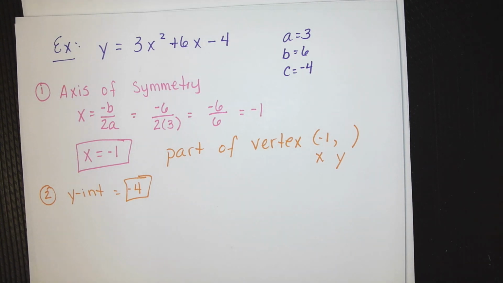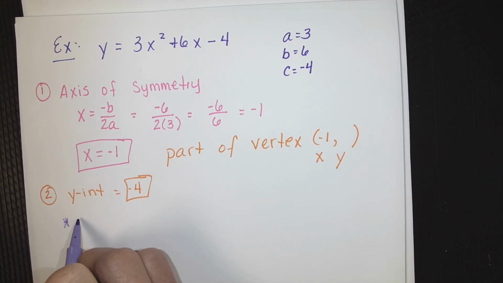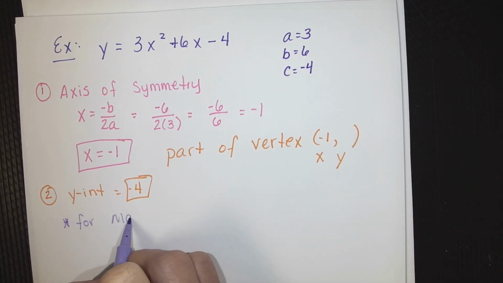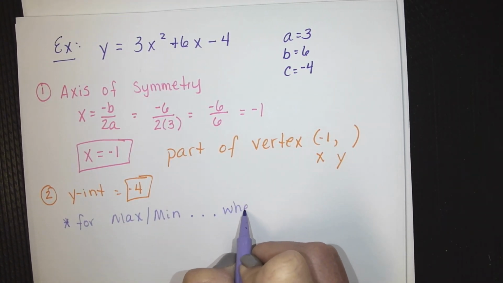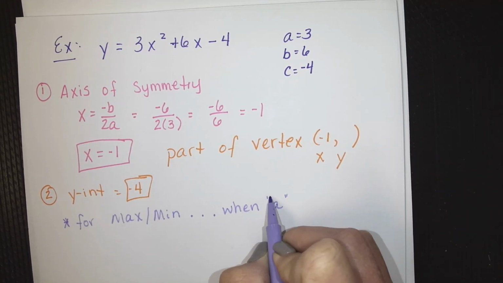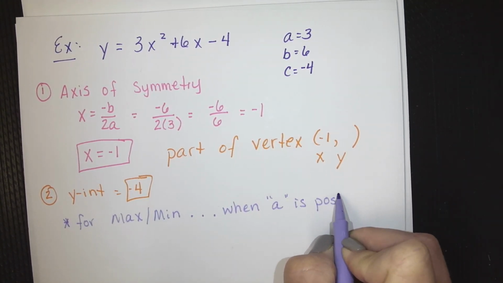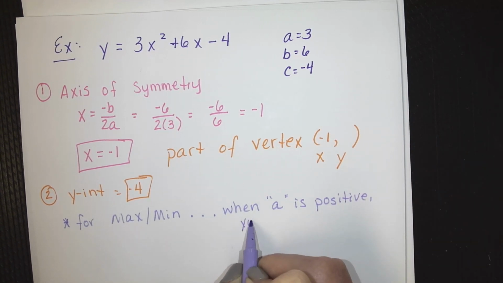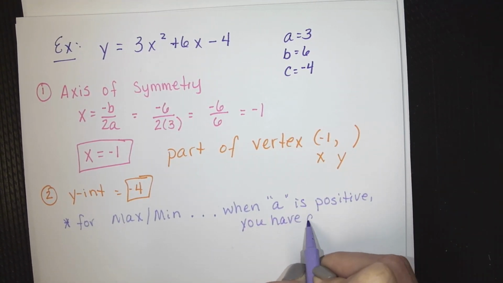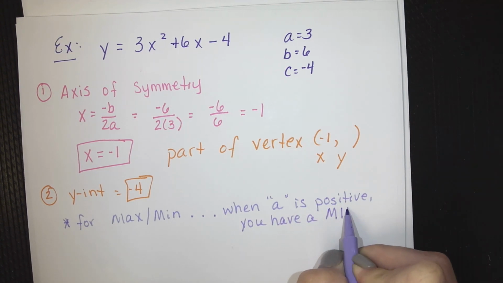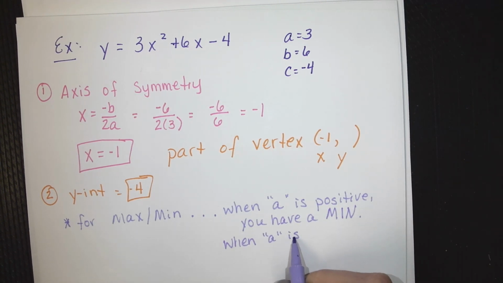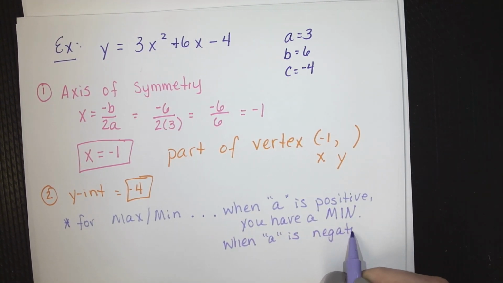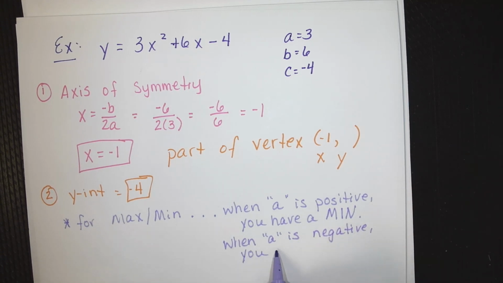I'm going to star this, and then I'm going to let you go. For max min, when a is positive, you have a min. When a is negative, what do you think you have? Max.